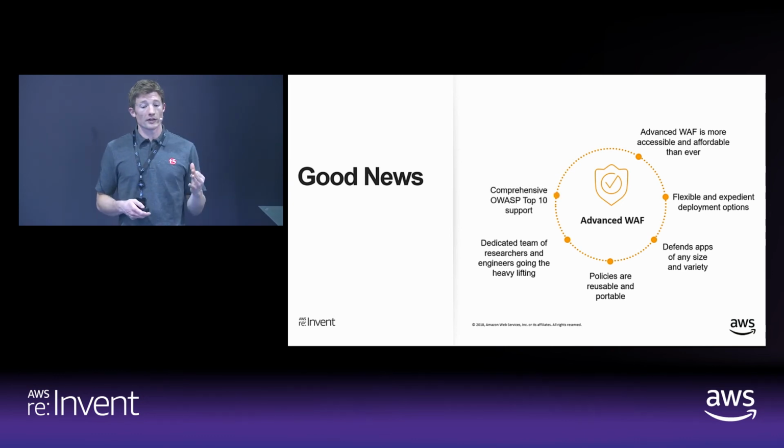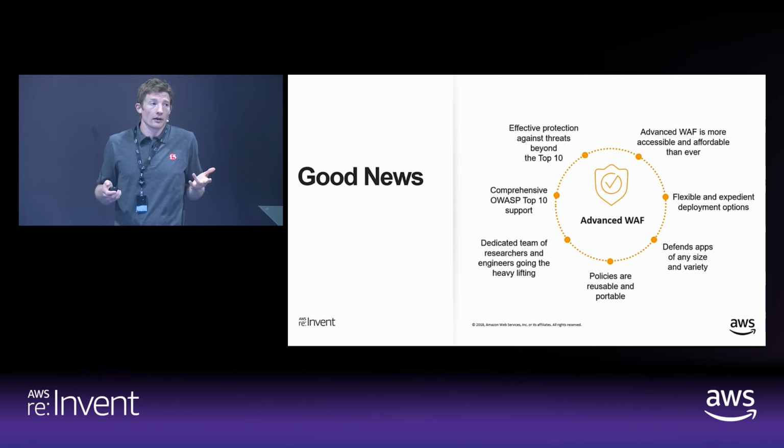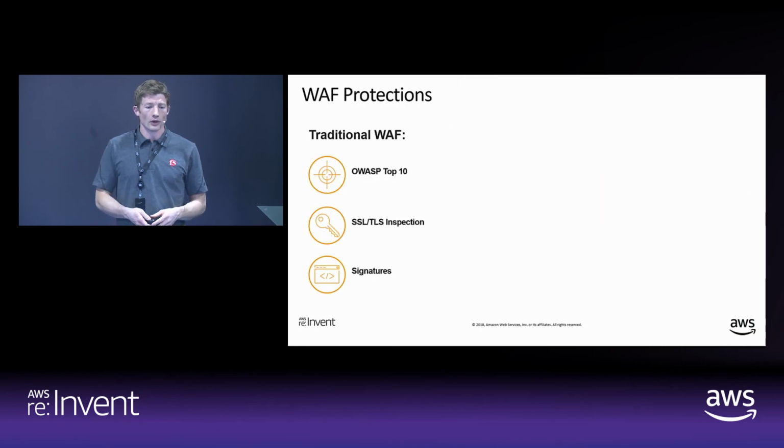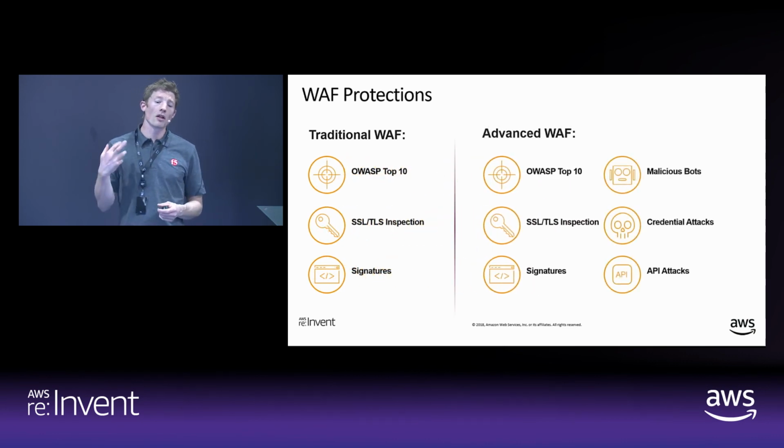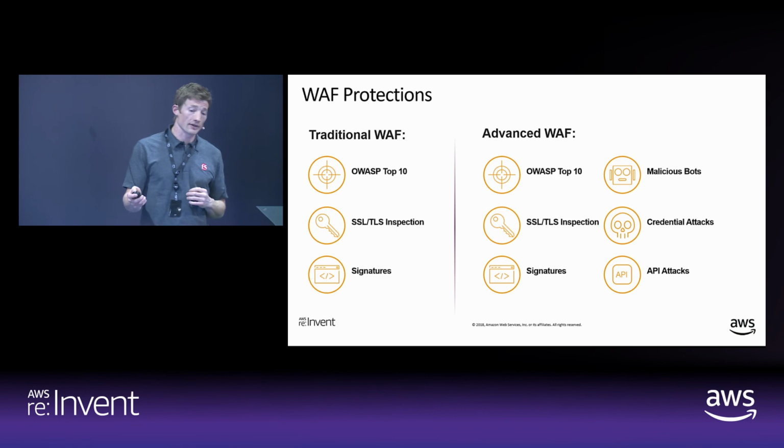Obviously, we're going to have comprehensive OWASP Top 10 support, but it doesn't end there. We've got effective protection against threats beyond the Top 10 and more advanced threats, such as fraud, intellectual property theft, and denial of service. Those are things traditional WAF technologies can't really account for. So if we're comparing traditional WAF with advanced WAF, you're going to get OWASP Top 10, some SSL/TLS inspection, and signatures. With advanced WAF, you're going to get all of that and more. You'll get malicious bot protection, protection against credential attacks, and protection for your APIs.